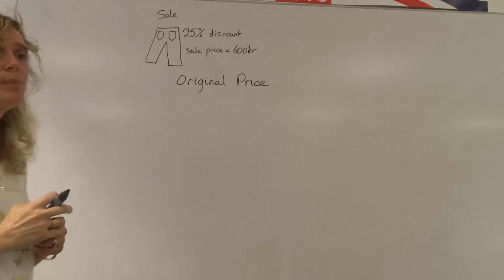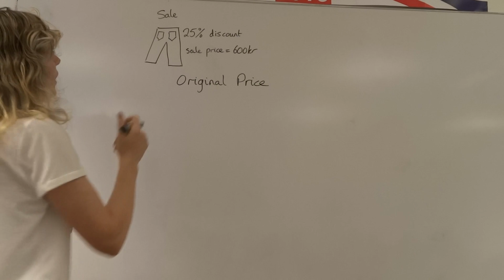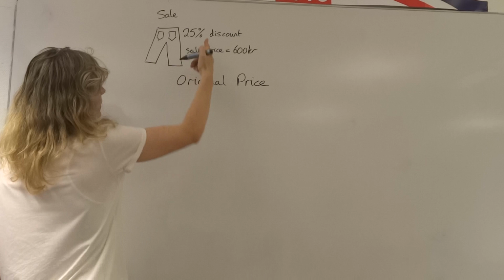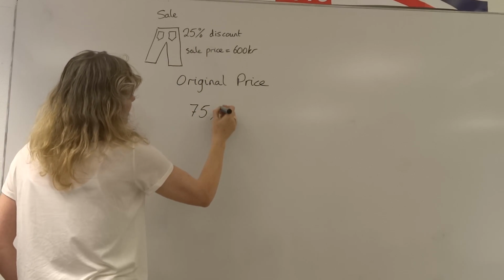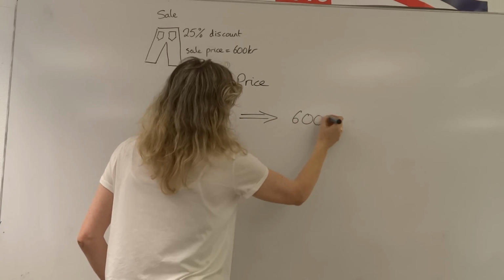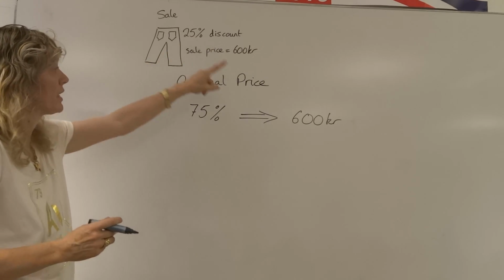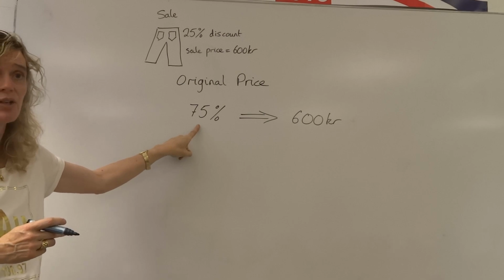One is with algebra, and I'll show you that, and that will give you the higher level of points. If we know that the sale price is 600 kronas and we've had a 25% discount, then 75% must be 600 kronas. 25% is discounted and we're paying 600. That must mean that the 75% is 600.